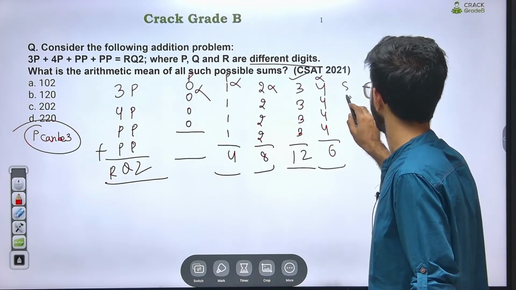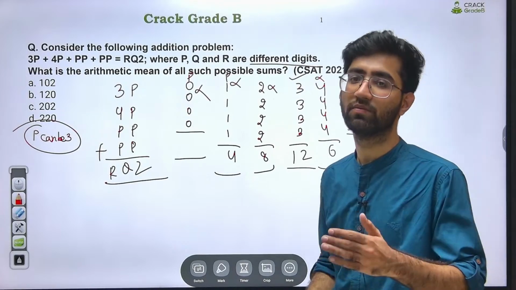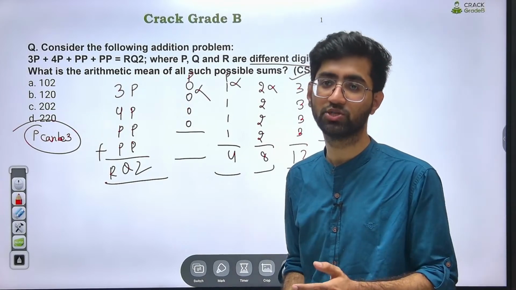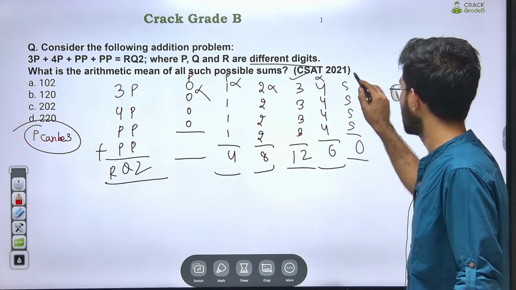If you put P as 5 at unit place, you will get 0. 5 plus 5 plus 5 plus 5 is 20. So at unit place, you will get 0. So P can't be 5.